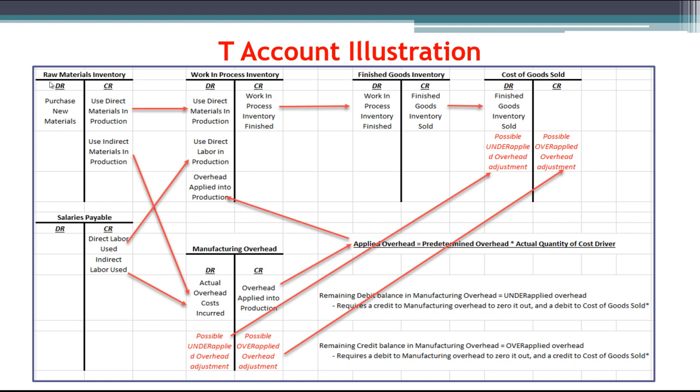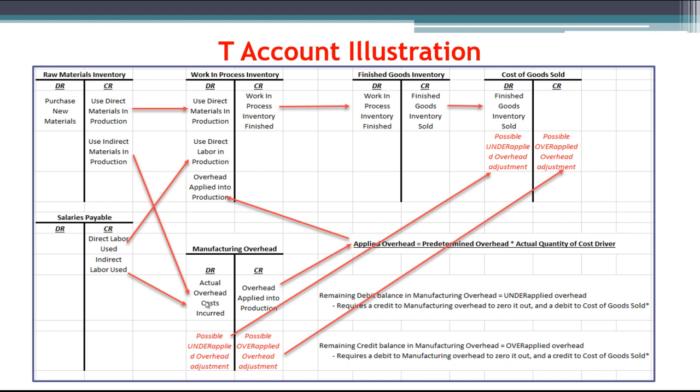Let's also take a look at the raw materials inventory. Some of those materials were just supplies or indirect materials that aren't going directly to one job. So we credit those because they're still gone from the inventory asset, but the debit has to go to the manufacturing overhead account to add to that.